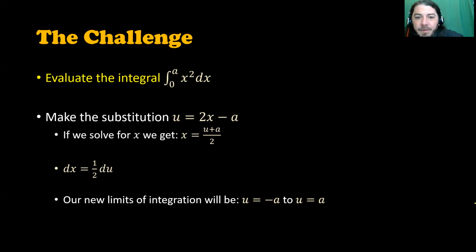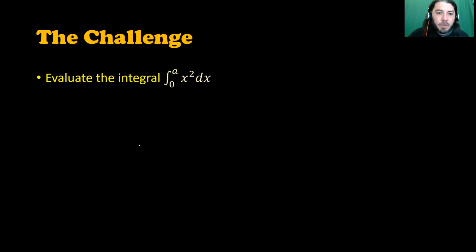So when we plug all of this stuff in, we'll then get, and here's the reason we get this, by the way, if x is equal to 0, then u would be equal to 0 minus a. And then if x is equal to a, then u would be 2a minus a, which is a. So the x equals 0 becomes u equals negative a, and the x equals a becomes u equals a. Okay, so if we plug all of this stuff into that integral, what do we get?